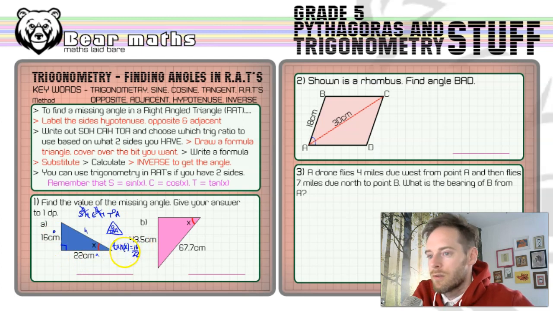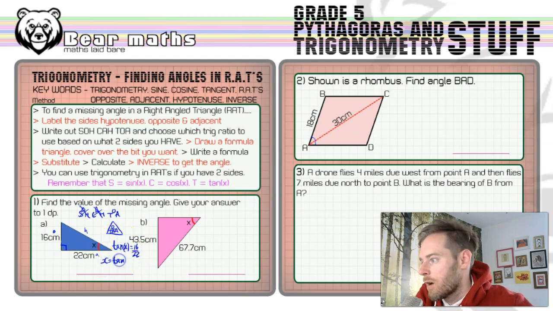Now this is not the final bit. The final bit is to get rid of the tan that is next to this angle. So X equals tan to the minus 1. Like I said, you've got to inverse it. It brings up a bracket on the calculator, and 16 over 22 goes in. That's the number that's on this side.